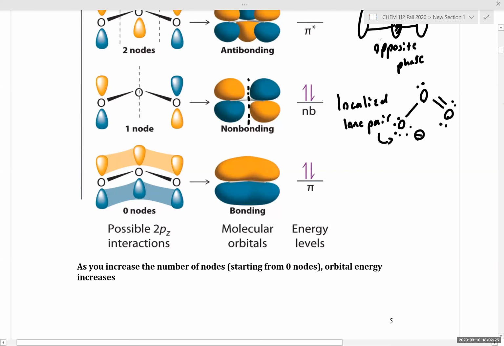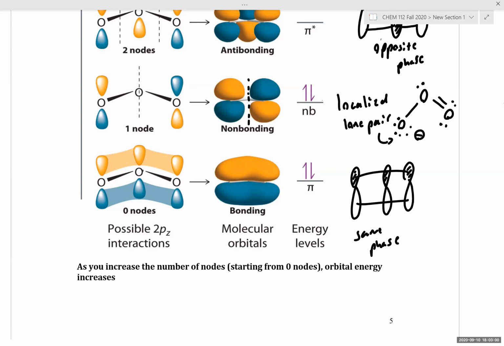The next most important molecular orbital to discuss is the bonding molecular orbital. As we can see very clearly from our given picture, we have an overlap between p orbitals with the same phase. This is constructive interference, and it's a very stabilizing overlapping interaction.